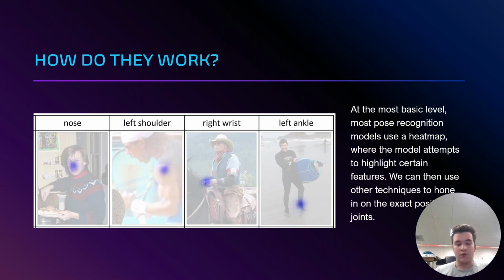In terms of how models work, I mentioned the heat maps here. Essentially, the heat map is a representation of how likely a certain area is to be what it's attempting to classify. You can see on the top we have nose, shoulder, wrist, different features of the skeleton, and we're essentially trying to put a blob over where that is in the image. This is an example of what a good output would look like, where the blob is centered right over the feature that you're trying to classify.